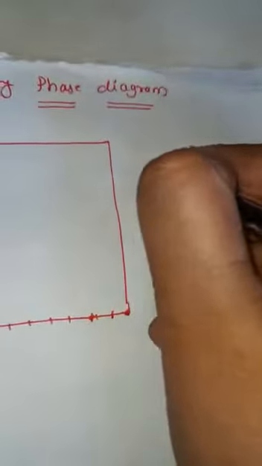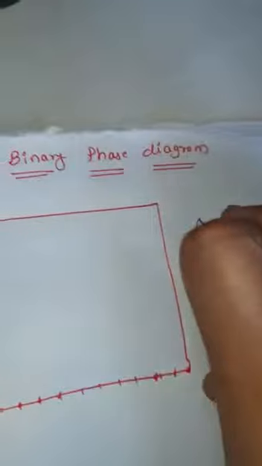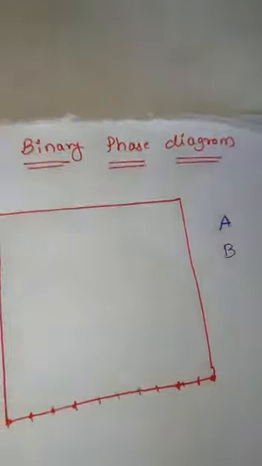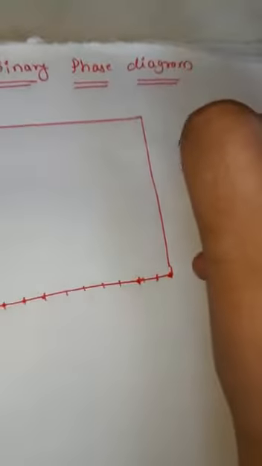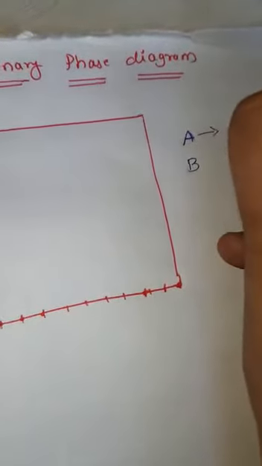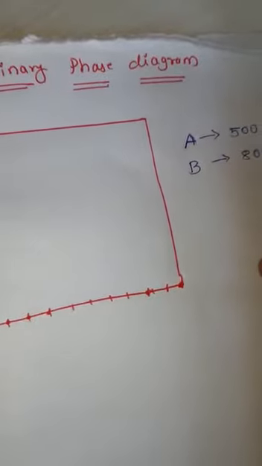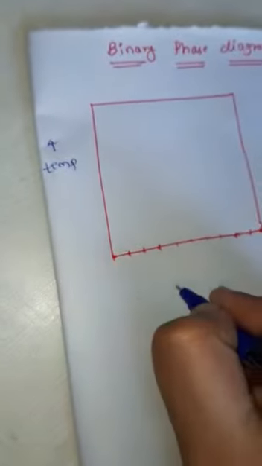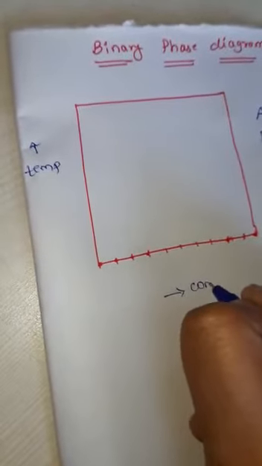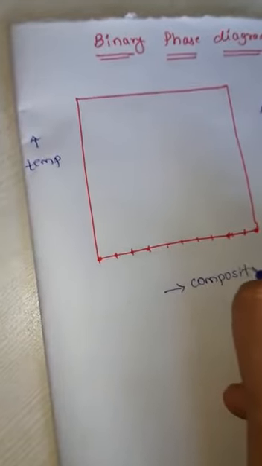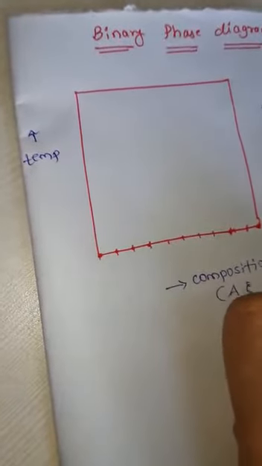Here I have two metals, metal A and metal B. Metal A has a melting temperature of 500 degrees Celsius and metal B has a melting temperature of 800 degrees Celsius. In the y axis it is temperature, and in the x axis we are writing the compositions of metal A and metal B.